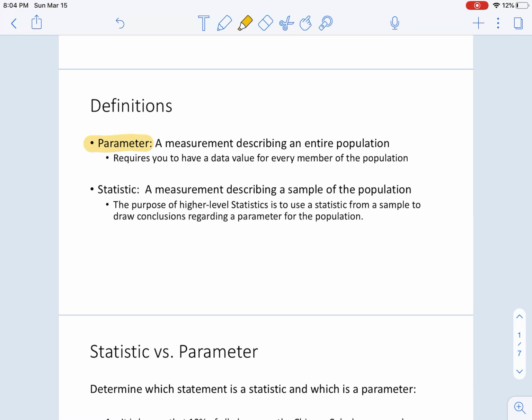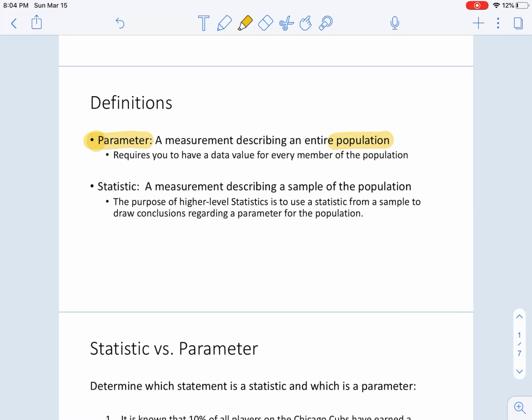A parameter is a measurement describing an entire population. I want you to highlight those. The reason I'm highlighting these is because parameter and population both start with a P, and that's an easy way to remember which one's which. Parameter starts with a P and it goes with population. So if you have a measurement like a mean or a standard deviation or something we're going to learn today called a proportion, if you have one of those measurements and it describes an entire population, that's called a parameter.